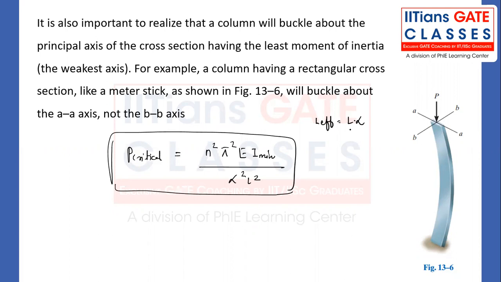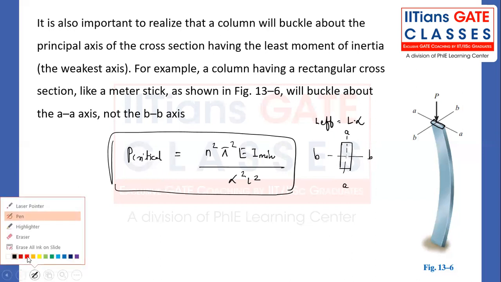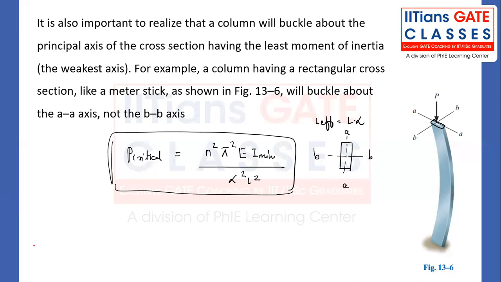So here, my dear friend, try understanding. This is the cross section, right? As you can see, this is a rectangular cross section, where this particular axis is BB axis and this particular axis is AA axis. And the dimensions I'm calling width and depth.